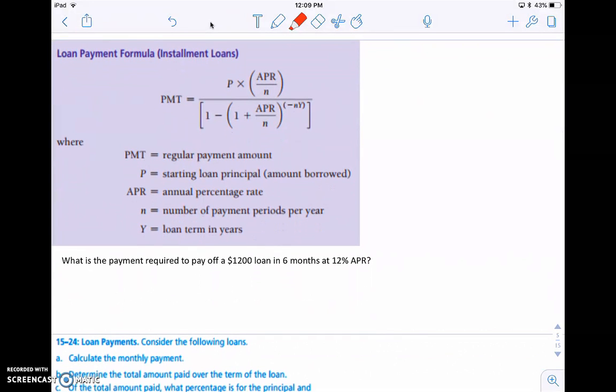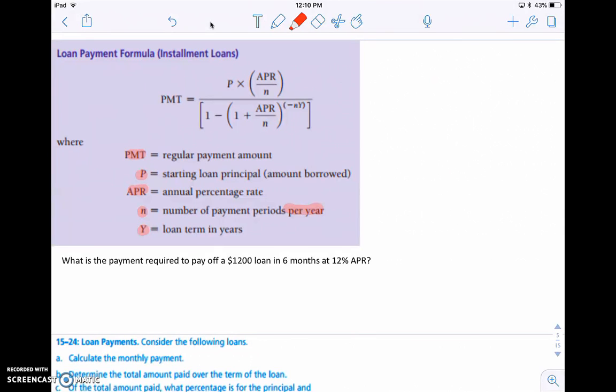You do not need to know in this class where this comes from or how it's derived. You just need to know what each piece means. So again, PMT is our payment. P is the starting principal, or the amount that you borrowed. APR is our annual percentage rate. N is the number of payment periods per year. And Y is the loan term in years. So if it's 30 years, Y is going to be 30. If it's a 15-year loan, it's 15, and so forth.